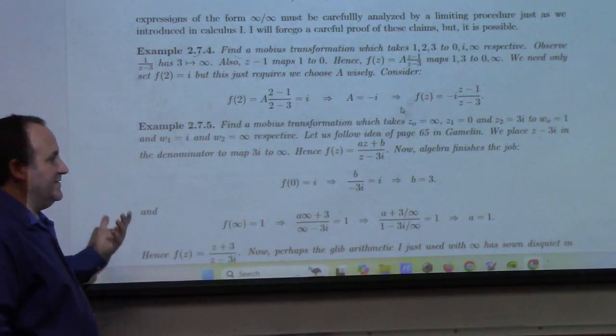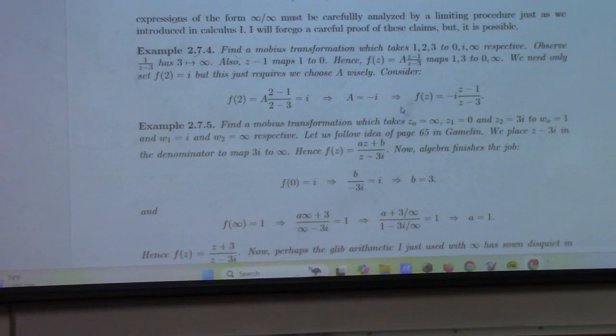So these are nice test questions, right? Like find a complex differentiable mapping which maps 1, 2, and 3 to 0, i, and infinity respectively. You should recognize that that's a question about a fractional linear transformation.